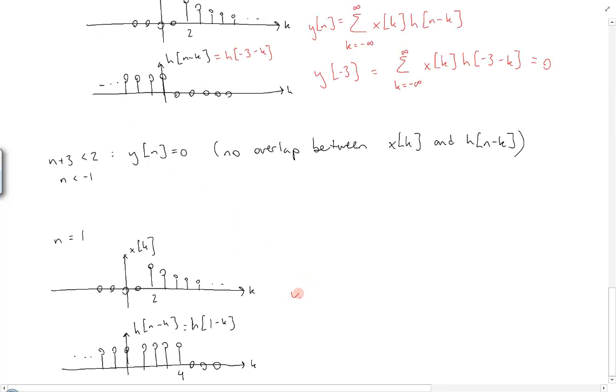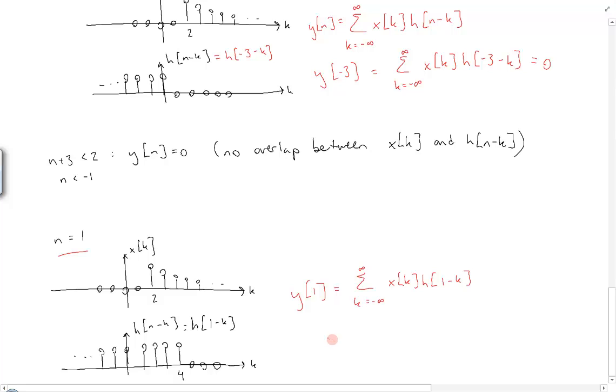So once again, we can take a look at y of 1. Since we fixed n equals 1, we're looking at y of 1. That's going to be the summation from k equals minus infinity to infinity of x of k and h of 1 minus k. So again, we're looking at the product of these two functions, and that will be just the places where they overlap. And they only overlap in 3 locations, at k equals 4, 3, and 2.